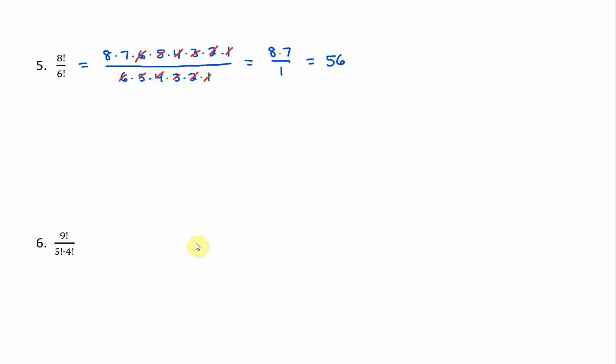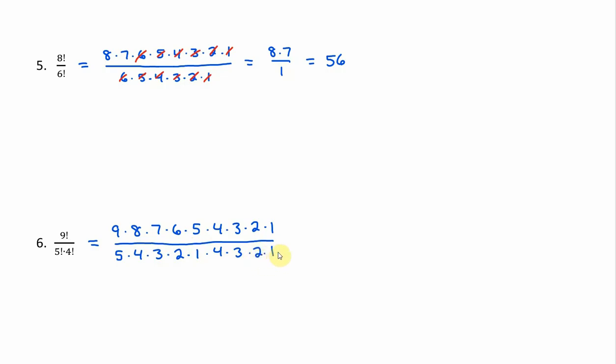So what will always happen with these, like this one in number 6, is that it will be an integer at the end, once we have everything simplified. But first, I'm going to expand everything out, and then we'll see what we can do. So 9, 8, 7, 6, 5, 4, 3, 2, 1. And then on the bottom, we have a 5 factorial. And then we have a 4 factorial. So we can expand them all out.